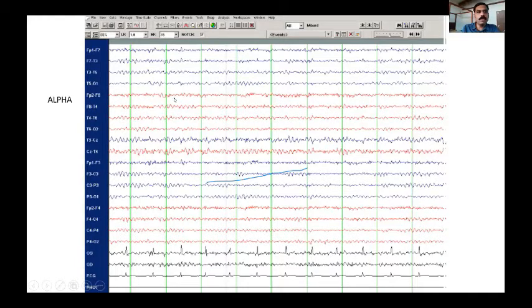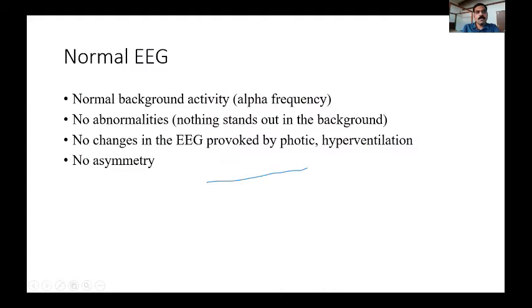Then you can look at the corresponding regions. Look for any asymmetry. Like here, the occipital lead on the right side, occipital on the left side. They look quite symmetric. If there is any asymmetry, then you should make a note of that asymmetry. So we say EEG is normal when there is normal background activity, that is alpha frequency in children more than 4 years of age. In less than 4 years, the activity should be appropriate to the child's age. Then there are no abnormalities. Nothing stands out in the background. No spike waves, sharp waves, or slow waves.